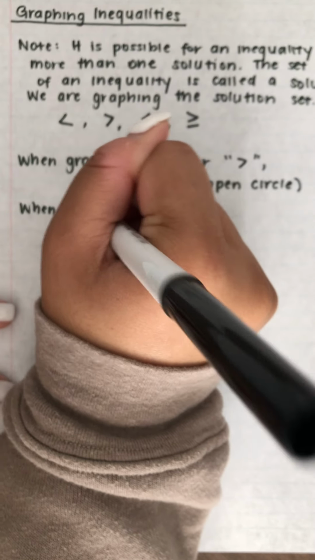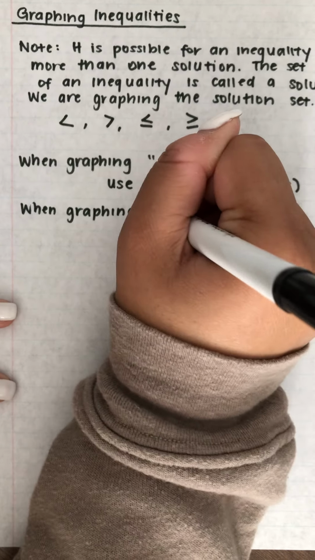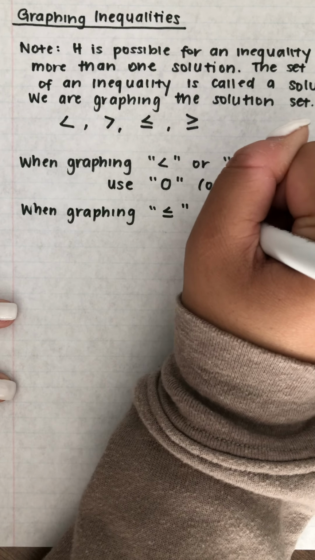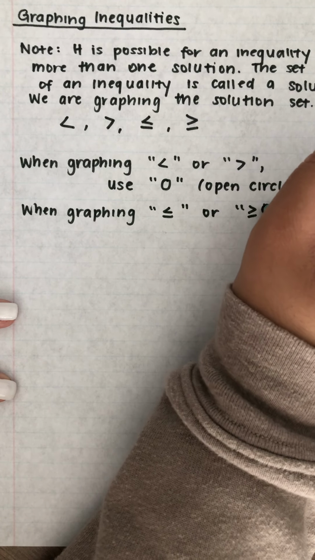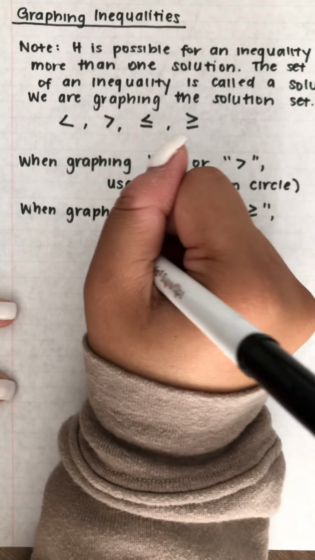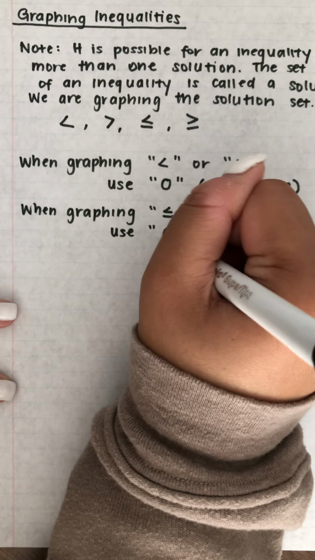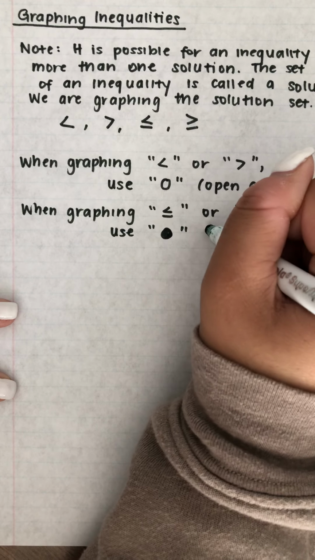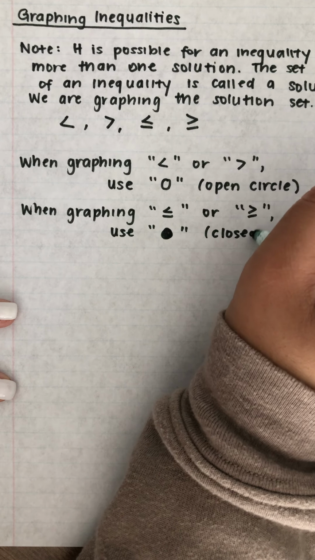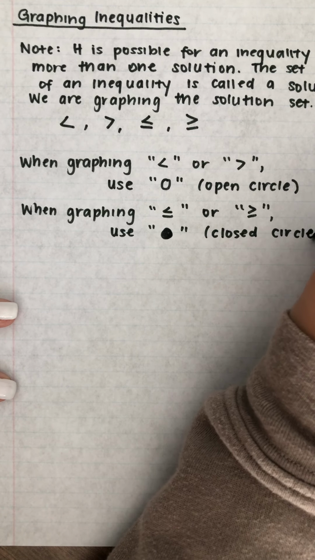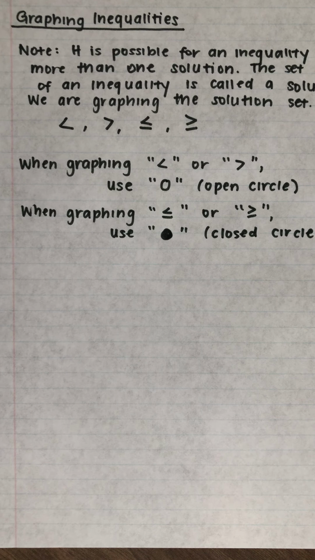And when graphing inequalities with less than or equal to or greater than or equal to, we're going to use a closed circle. The open and closed circle will signify whether that number on the number line is part of a solution for the inequality. Let's go ahead and look at some examples.